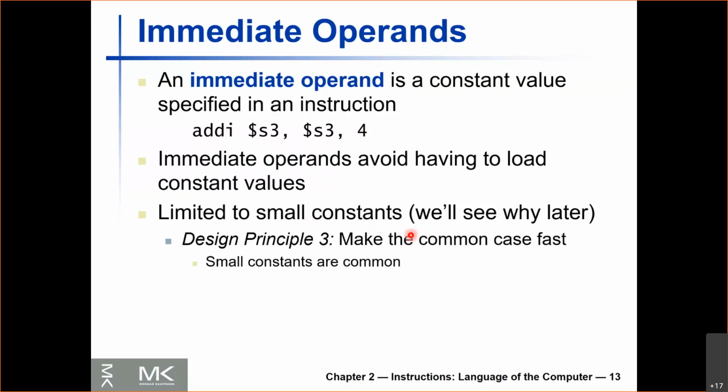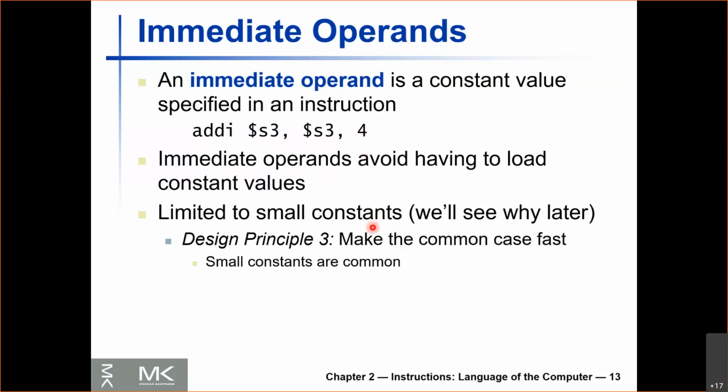I'm going to explain why later in today's lecture, but for now, it's good to know that these immediate instructions are limited to small constants. So I cannot add any 32-bit integer here. I cannot pass any 32-bit integer as an immediate operand to an instruction. They're limited to small constants.